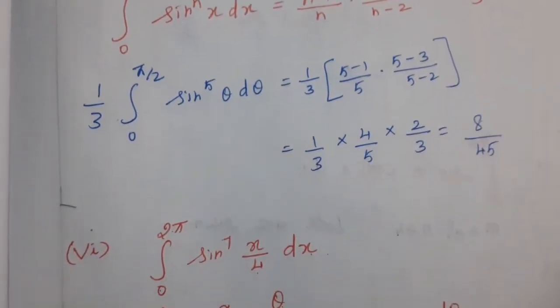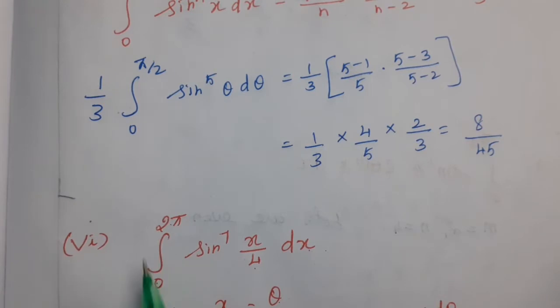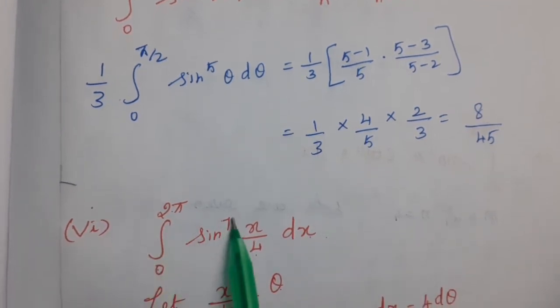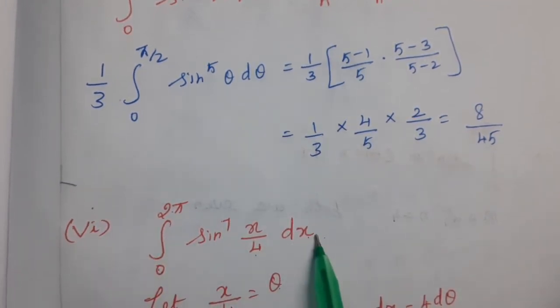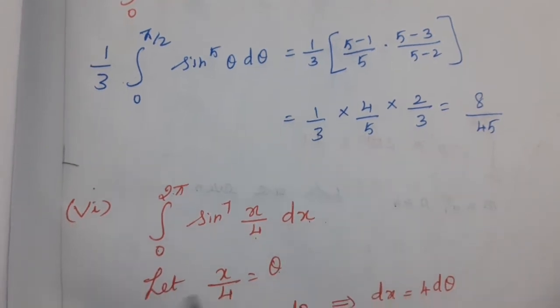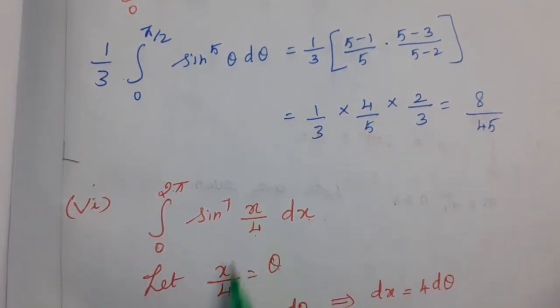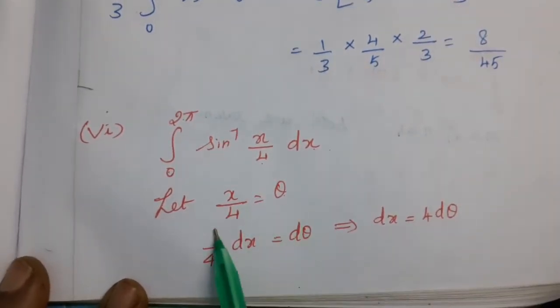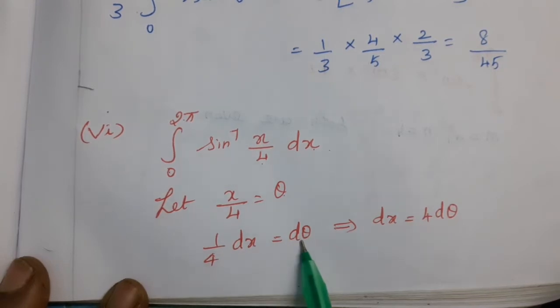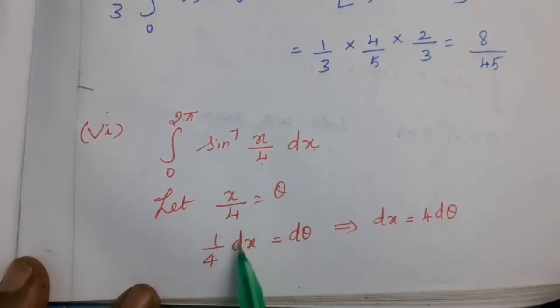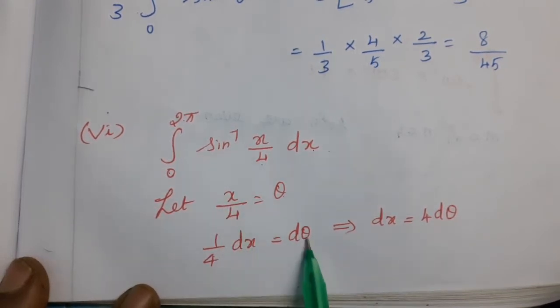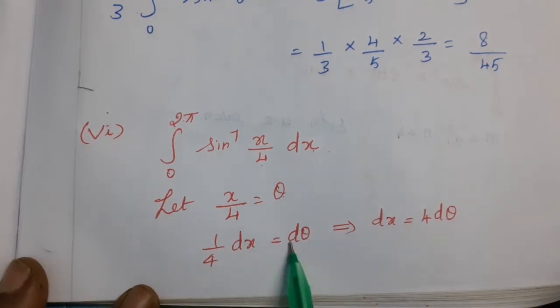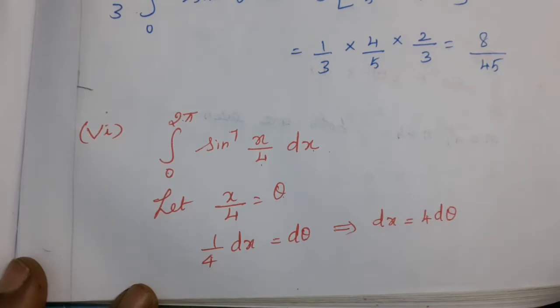Next is the sixth question. Integral of 0 to 2 pi sin power 7 x by 4 into dx. Now let x by 4 equal to theta; x value is taken as theta. Let x by 4 equal to theta means 1 by 4 into dx is equal to d theta. 1 by 4 taken outside, x differentiated, we get dx into d theta. Now dx is equal to 4 into d theta.